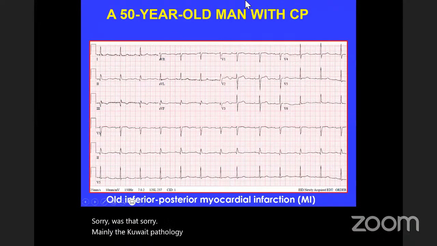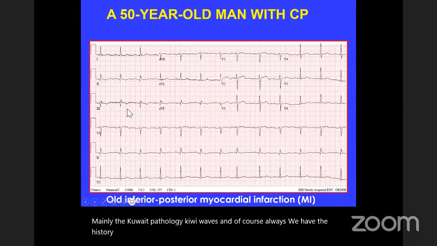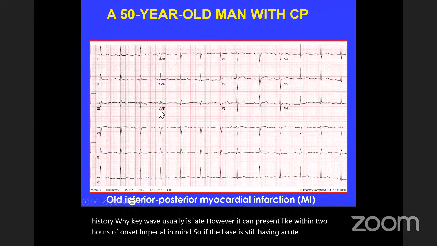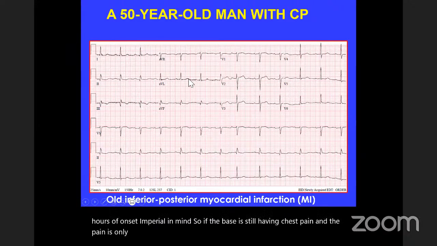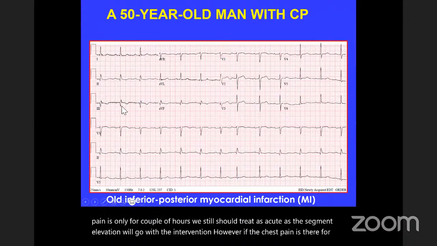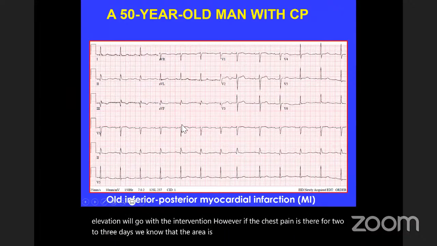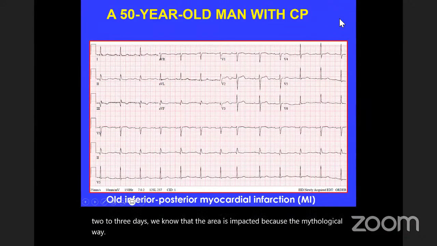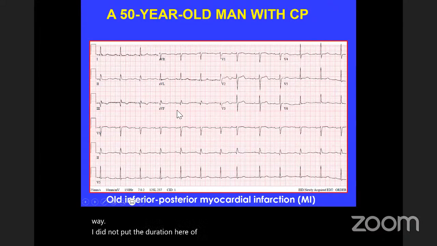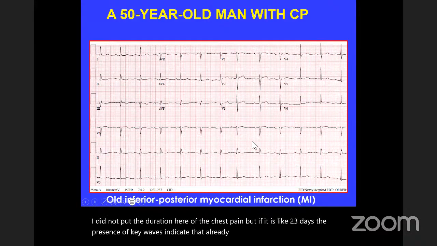And of course, always we have the history. Q wave usually is late. However, it can present within 2 hours of onset of inferior MI. So if the patient is still having acute chest pain and the pain is only for a couple of hours, we still should treat as acute ST segment elevation. We go with the intervention. However, if the chest pain is there for 2 to 3 days, we know that the area is infarcted because of the pathologic Q wave. I did not put the duration here of the chest pain, but if it is like 2 to 3 days, the presence of Q waves indicates that already the area is infarcted. Old infarction. Thank you. You're welcome.